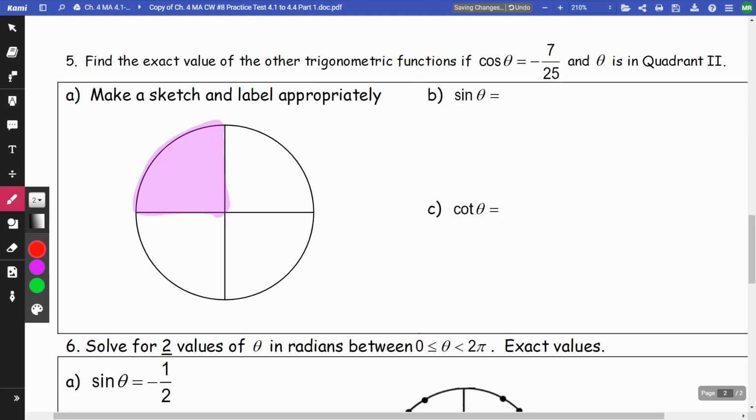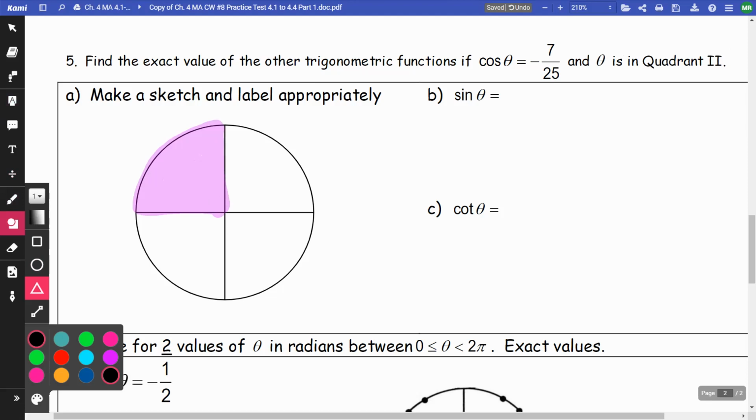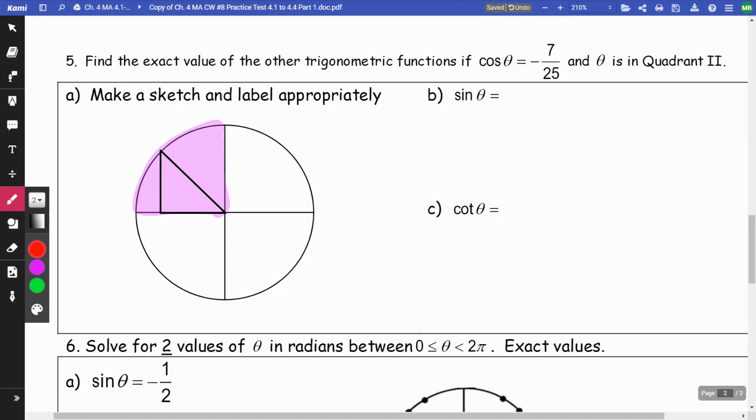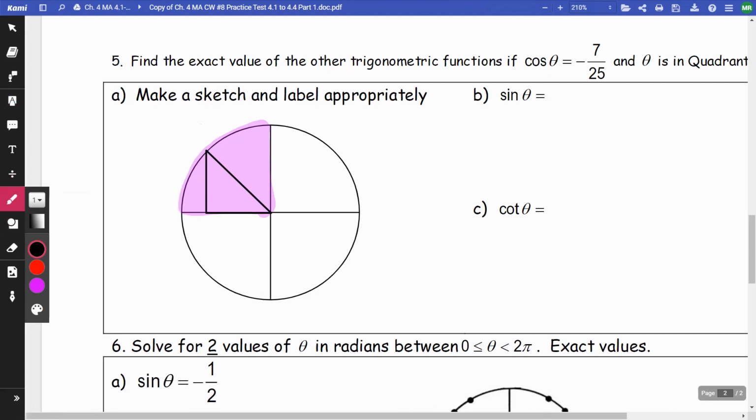Okay. And so I'm going to draw a triangle in. Not drawing this to scale by any means. And let's say that this is our angle, right here, that's theta. And our cosine is a negative 7 25ths. So this is going to be a negative 7. This is going to be a 25.